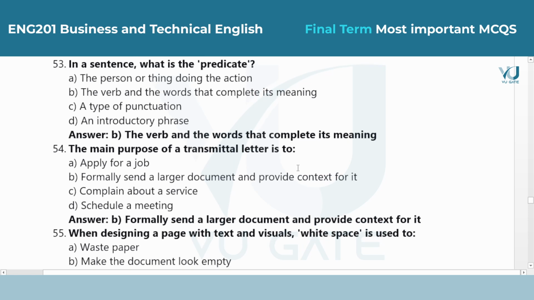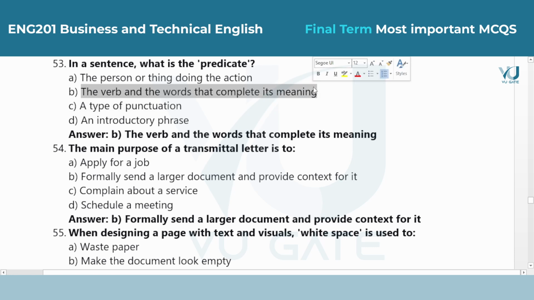53. Question. In a sentence, what is the predicate? Answer. The verb and the words that complete its meaning. Concept. Every complete sentence has a subject, who, and a predicate, what the subject is doing or being.